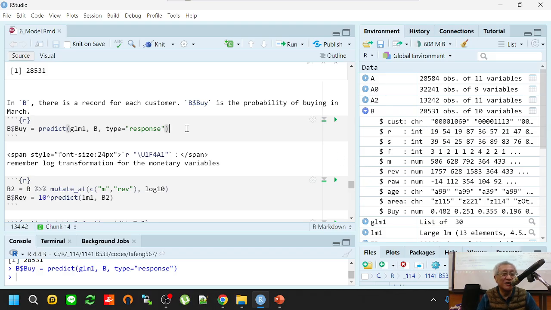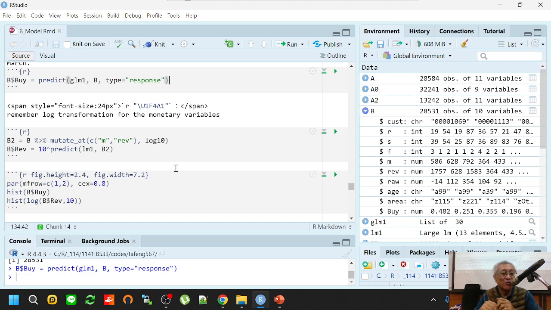Predicting probability is easier, but when we predict the revenue, there's one complication that we need to deal with. Remember that when we built the model, we transformed the monetary variables, which are M and revenue, and also the buying amount variable. We took the log 10 transformation, right? So before we do the prediction, we need to mutate these two variables with log transformation. Because when we were building the model, we did the transformation before building the model, right? So right now we want to do the prediction, we need to do the same transformation for this predictor.